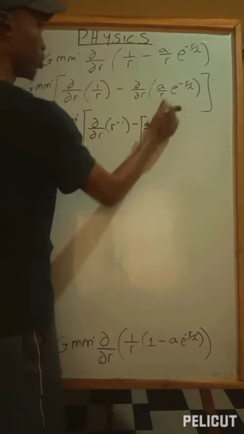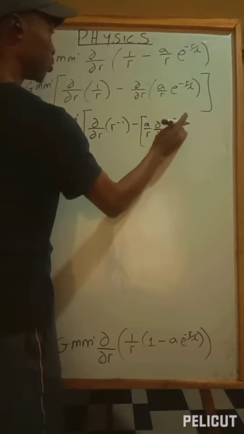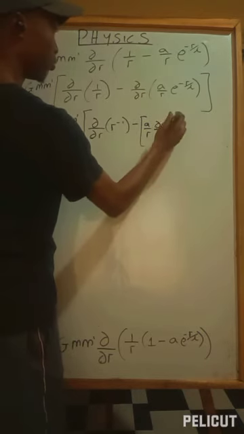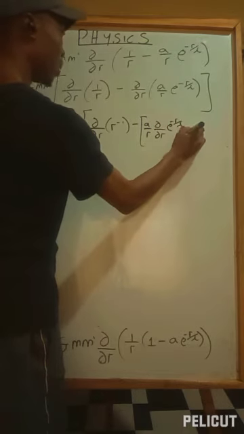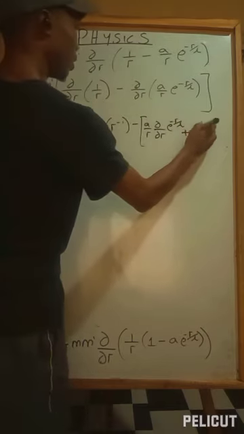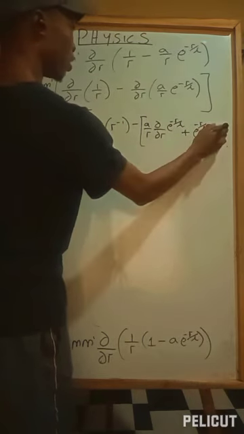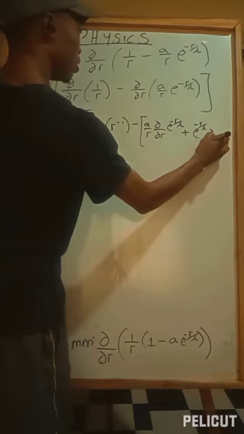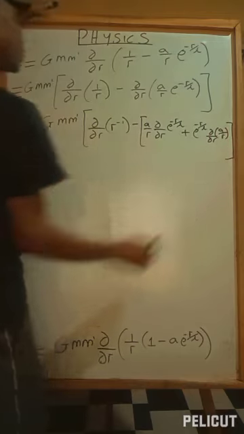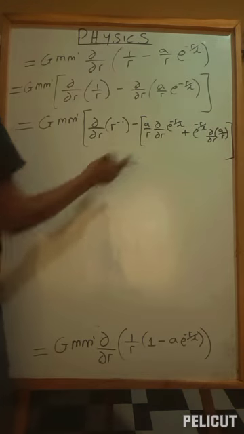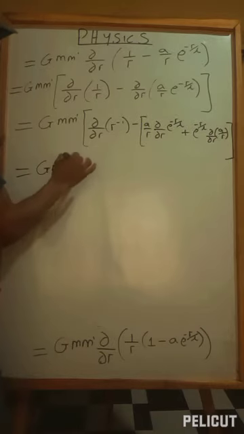You differentiate the second guy, d/dr of exponential minus r over lambda, then plus, you leave the second guy, exponential minus r over lambda, you differentiate the first guy, d/dr of a over r. So we're just applying the product rule. Okay, so this gives us g m m prime.